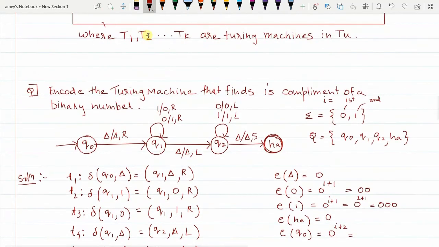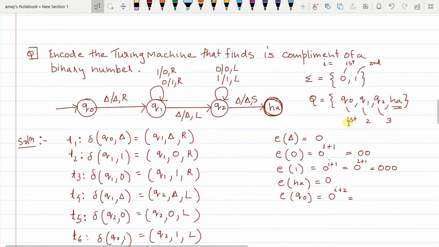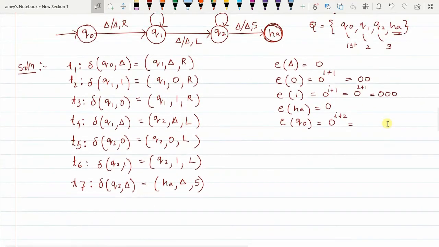Now let's see, Q0 happens to be the first state, so I is 1. Q1 happens to be the second state, so I is 2. Q2 happens to be the third state, so I is 3. We have already encoded HA, so you will not be finding that again. So the formula is 0 raised to I plus 2. For Q0, I is 1, so 1 plus 2, you will get 3 zeros.